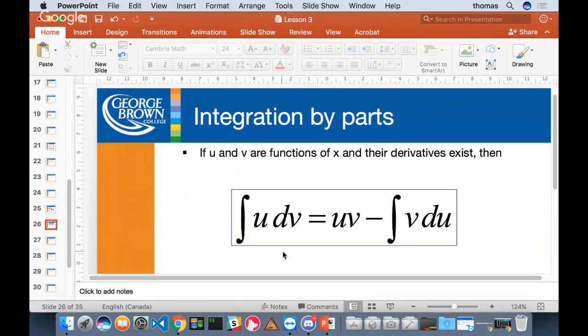Where I have some integral of u with respect to v, well, that actually equals, I take the u out, I remove the u, which is some function u, and then multiply it by v, whatever that v is, minus the integral of v with respect to u.